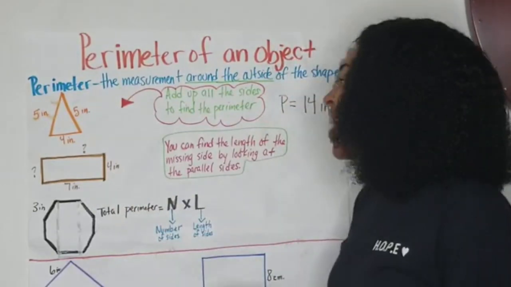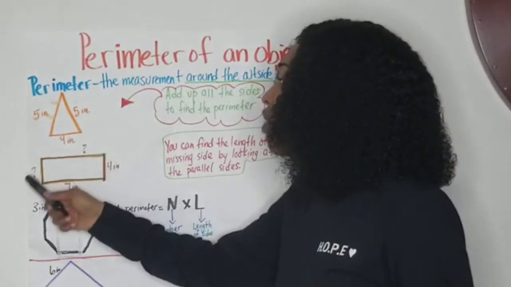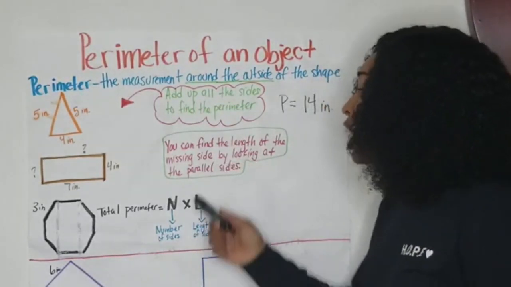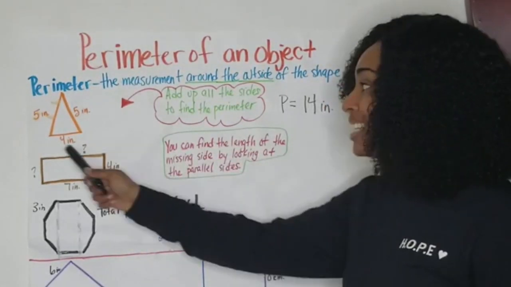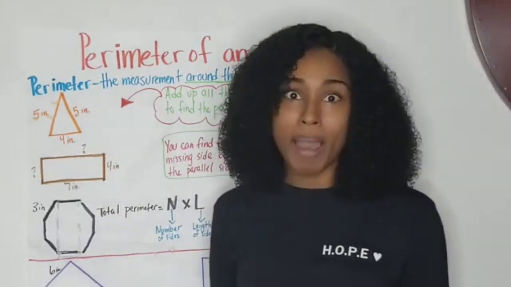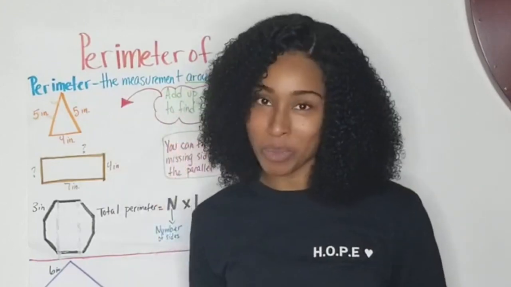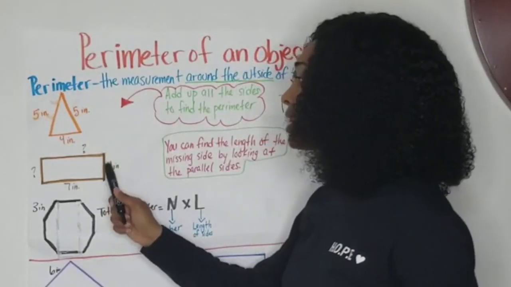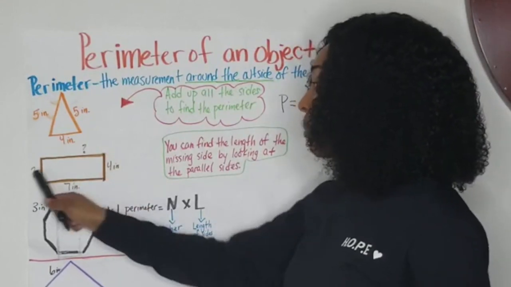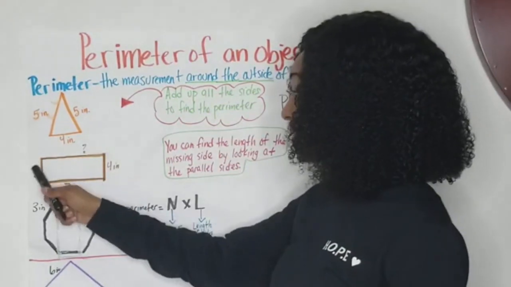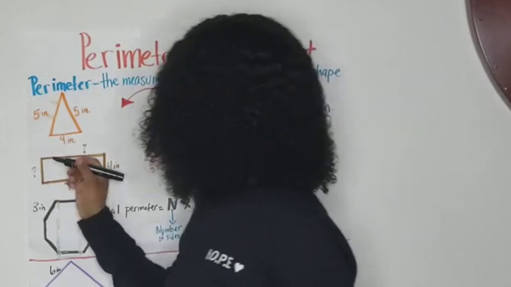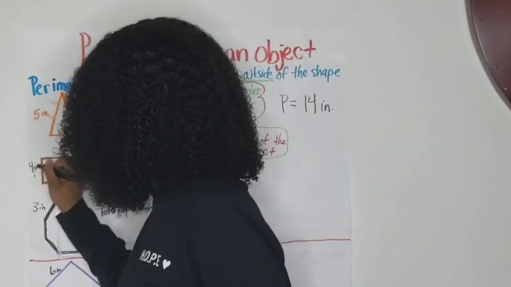Now, what if I have a shape that does not have all the sides given? What do I do? Well, it says you can find the length of the missing side by looking at the parallel sides. We learned about parallel lines last week. So if I look here, what line is parallel to 4 inches? I see these 2 lines are parallel. So that tells me that this missing side is the same as this side because they are parallel. So this is going to be 4 inches.